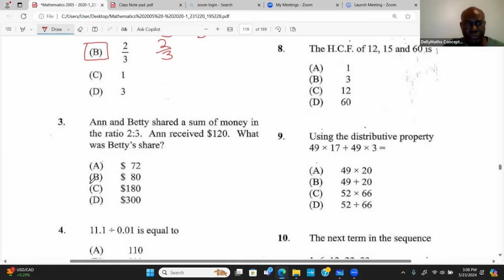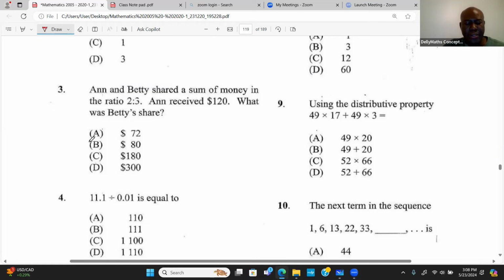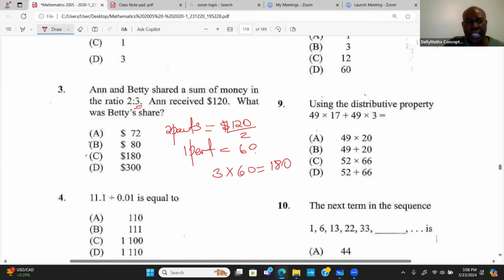We are at number three. Number three says, Anne and Betty shared a sum of money in the ratio 2 to 3, and Anne received $120. What is Betty's share? A number of ways you could work this out. You could simply say Anne's 2 parts is equal to $120. If you divide this by 2, you're going to get what 1 part is, which is going to give us $60. And that's just one. Remember, though, that Betty got 3 parts. So in order to tell Betty's money, we're multiplying 3 times 60, which is going to give us 180. And so our answer for question three is actually C.